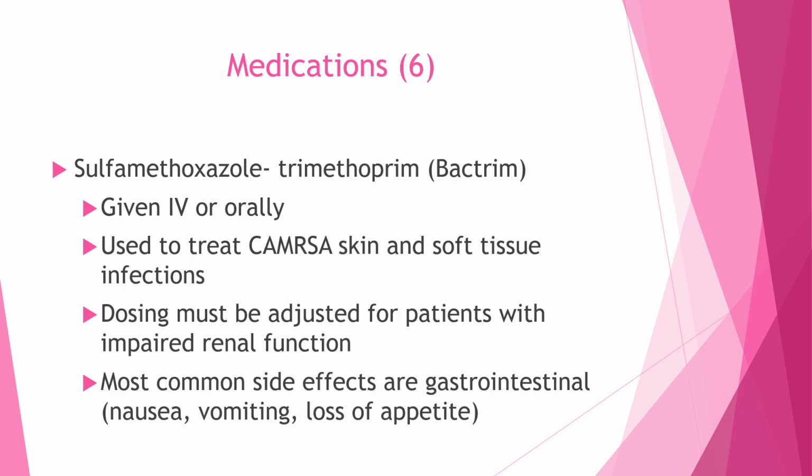Bactrim. Bactrim can be given IV or it can be given orally. It is also used to treat community-acquired MRSA, skin and soft tissue infections. Dosing, again, must be adjusted for patients with impaired renal function, so we need to monitor that kidney function. The most common side effects of Bactrim are gastrointestinal, and so that would be nausea, vomiting, loss of appetite.